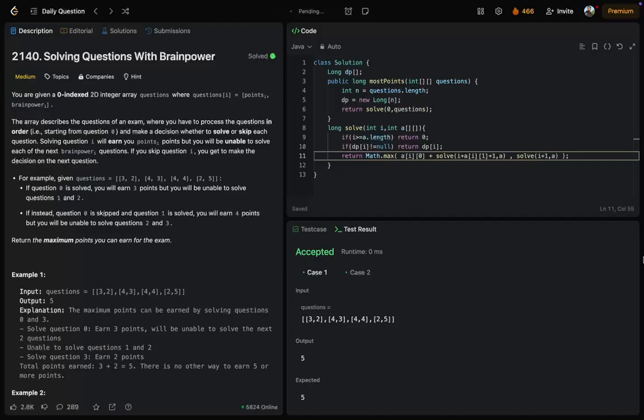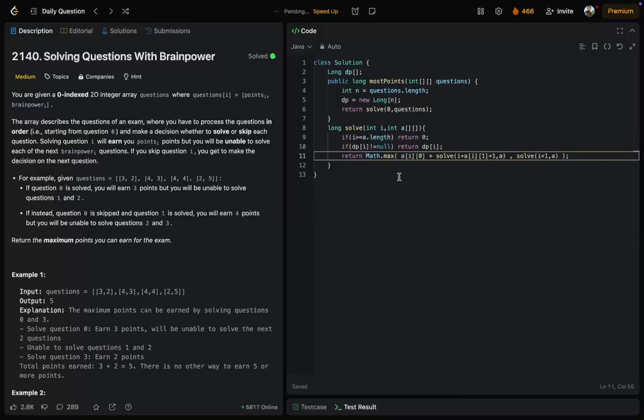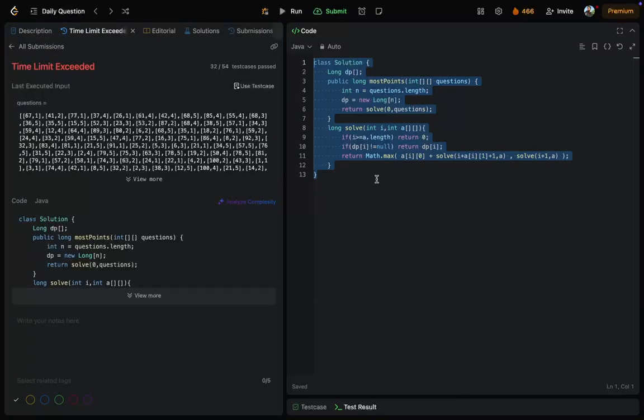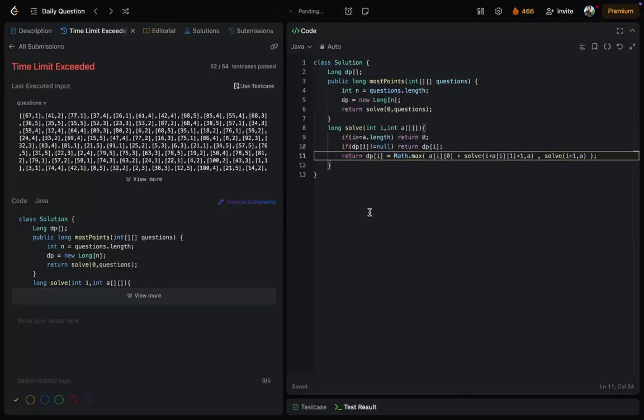Working fine. Let's submit this, and let's discuss the time and space complexity. The time complexity in this case is order of n, because we are visiting a value only once. I think there's a mistake. Yes, because the value is not stored in the dp. So let me store the value in dp. Yeah, and let's continue with our complexity analysis.